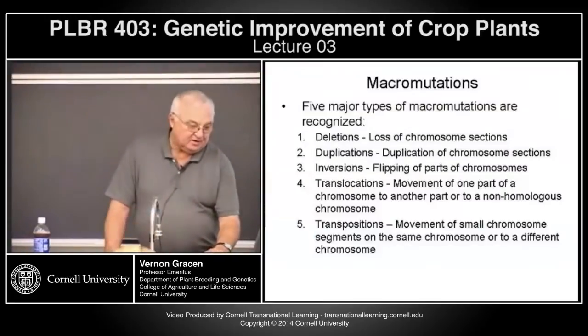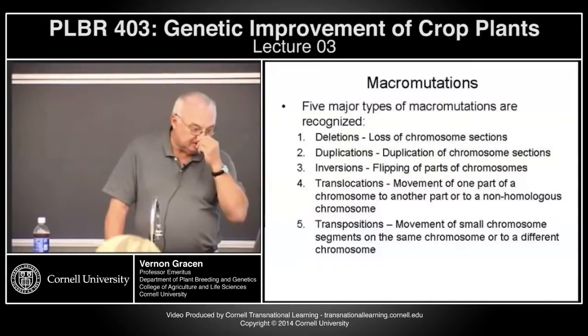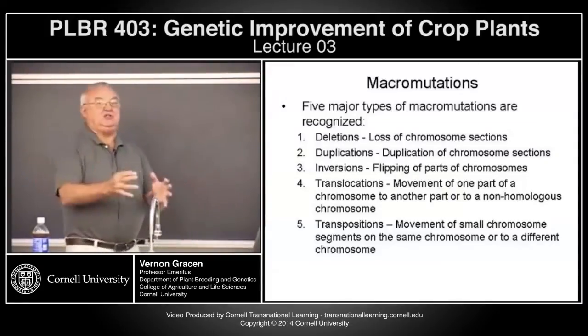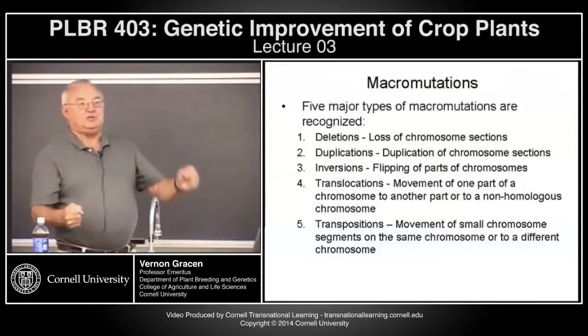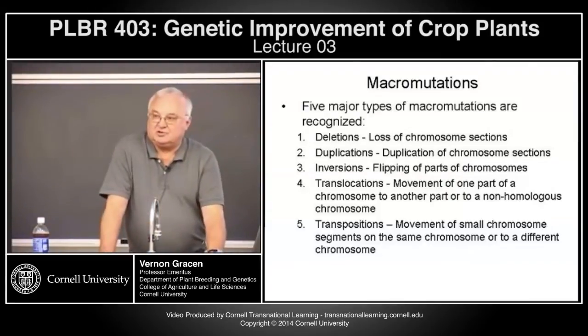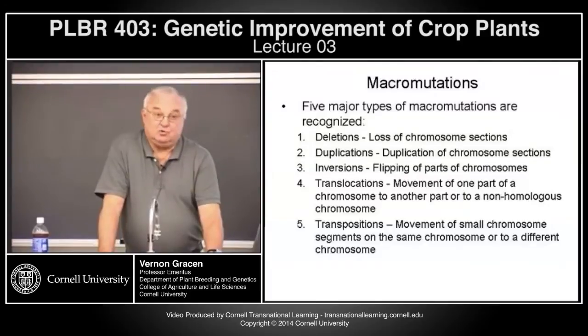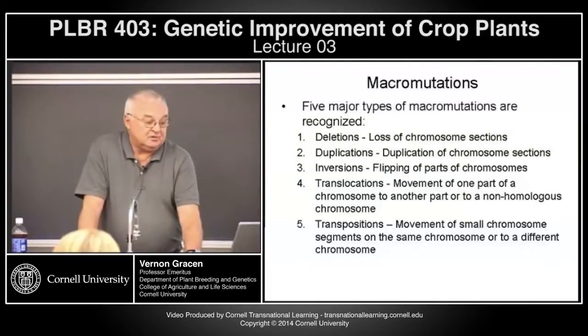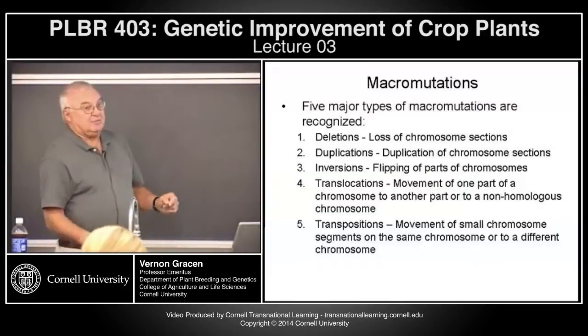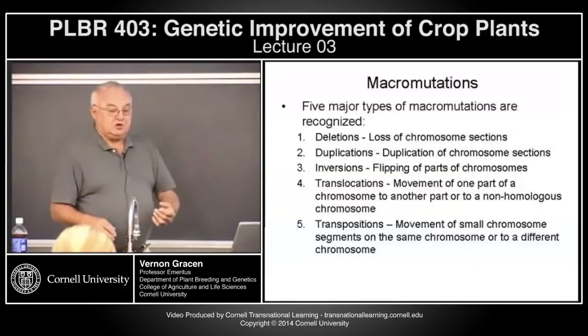And within those types, for the big changes or big rearrangements of genes on chromosomes, we have deletions. These are all pretty self-explanatory. Duplications, inversions, translocations, and even transposable elements that sort of jump around the genome.